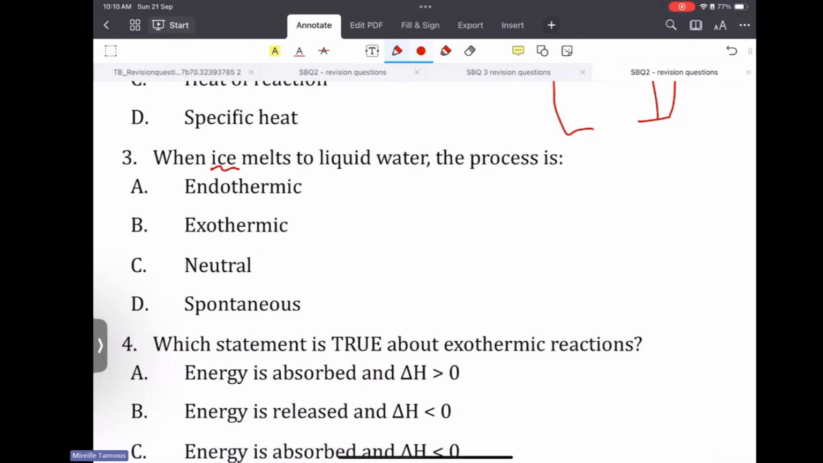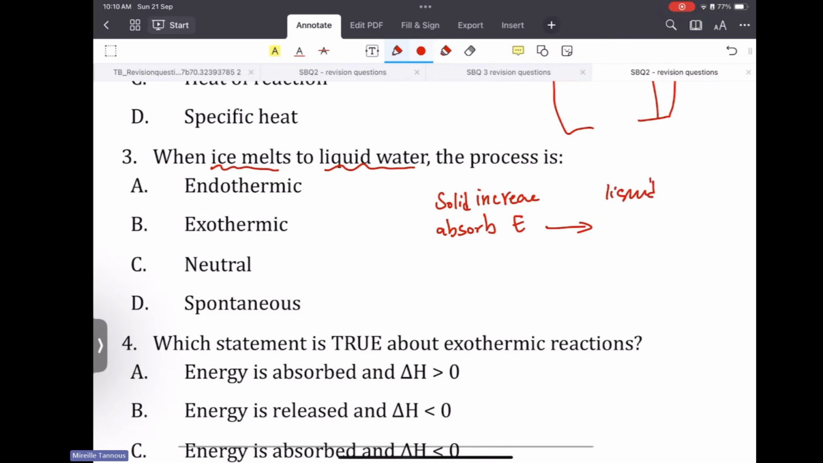Another question, when ice melts to liquid water, the process is, now here, ice, which is solid, when I want to melt a solid, I need to increase the temperature of that solid. It means that the solid must absorb energy in order to turn into liquid. So it is an endothermic process.